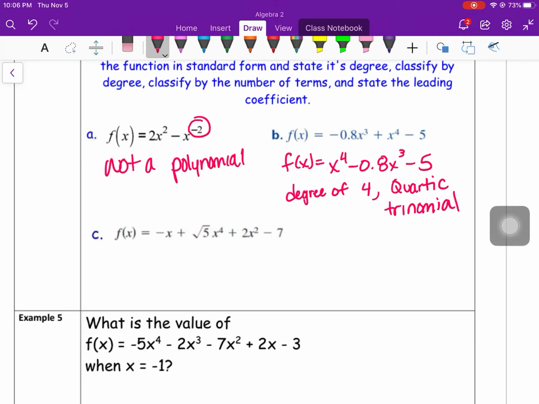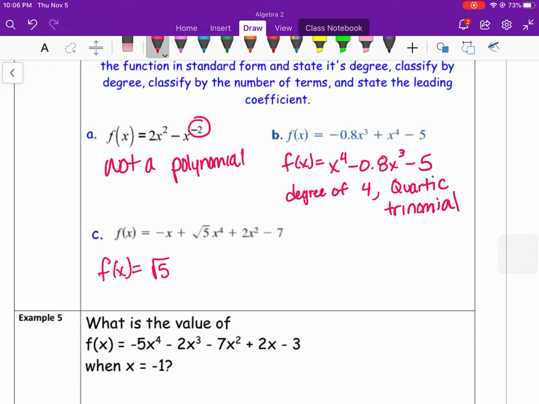C is also a polynomial, even though it has a square root of 5. That's irrational, but it's a real number, so the coefficients are all real. And then the exponents are 1, 4, and 2, which are all whole numbers. So it is a polynomial.